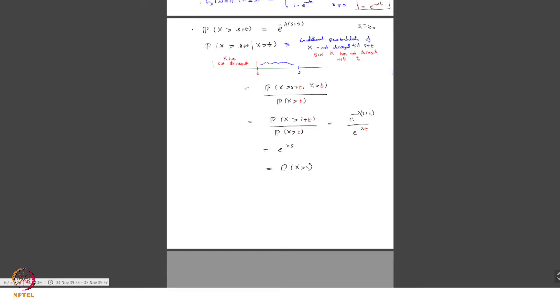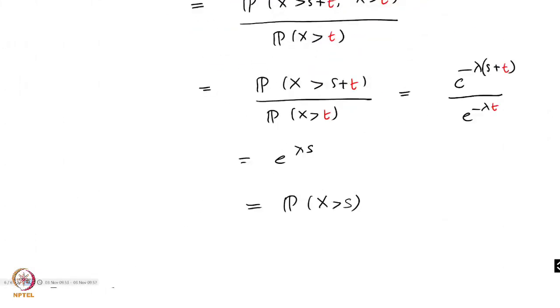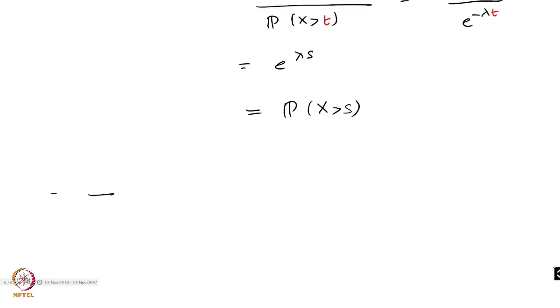We've shown that the chance of x bigger than s plus t, conditioned on the fact that x is bigger than t, is the same as the chance of x bigger than s. Right. So this is called the memoryless property of exponential. So x is kind of memoryless. If I know I have not decayed till time t, the chance that I have not decayed for a further time s is just the same as restarting again.